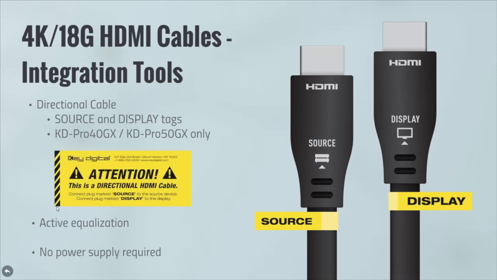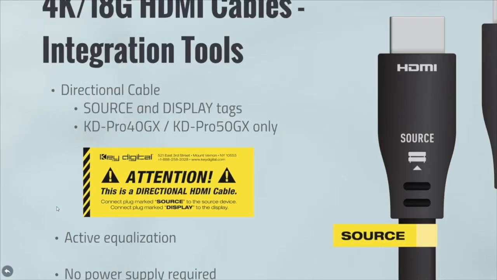Now, if they are installed backwards, which has happened before, that just means that you will not be able to take advantage of the active equalization in the display side on the copper cabling. Optical cables will not work if installed backwards.